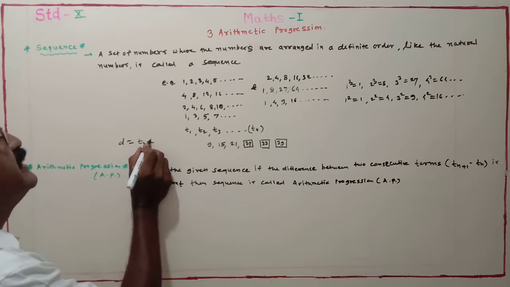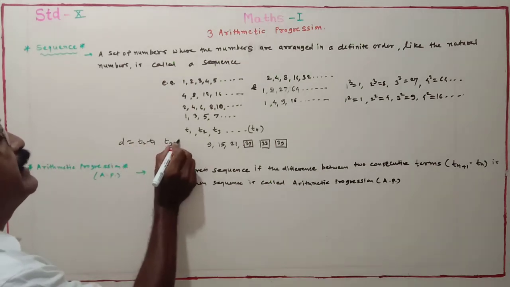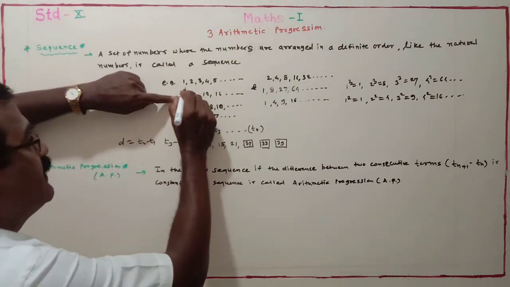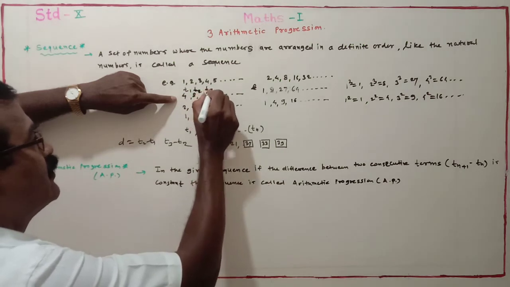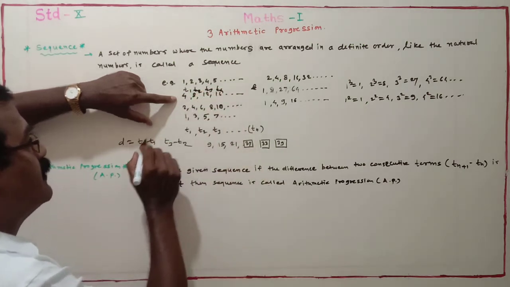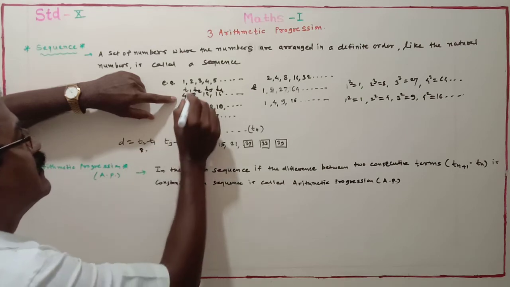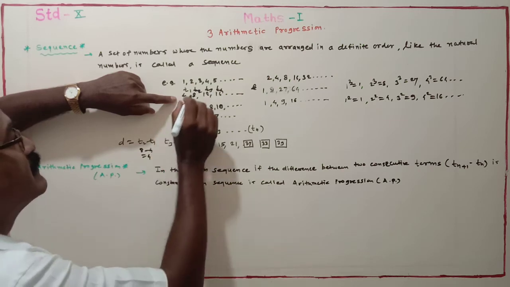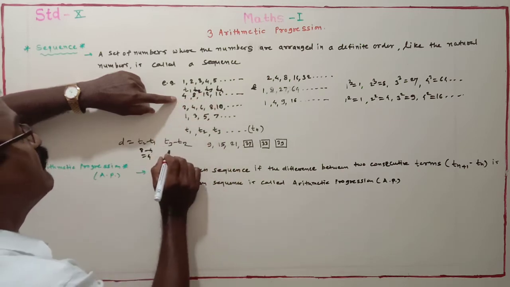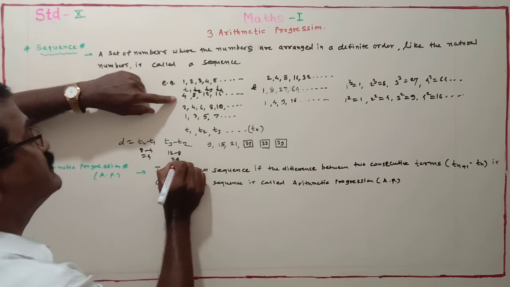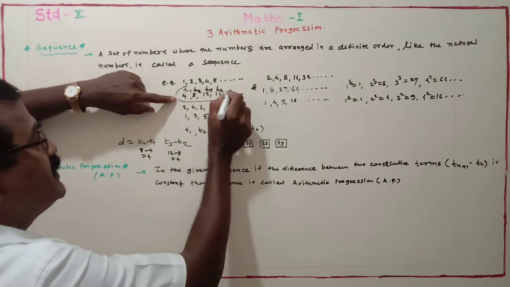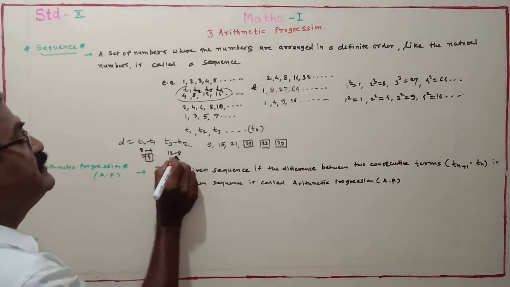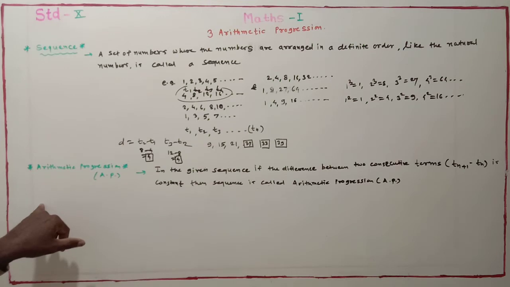T2 minus T1, T3 minus T2. Suppose this is T1, T2, T3, T4. T2 is 8 minus T1 is 4. Difference is 4. T3 is 12 minus 8 is 4. This is a common difference, a constant, then this sequence is called an arithmetic progression.